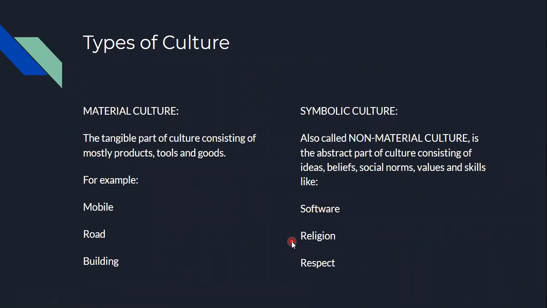So, we already went through all these types: material culture includes the tangible parts of culture, symbolic culture includes software, religion, beliefs, etc. Symbolic culture is the part of culture that really resists social change, and this is called cultural inertia. We will study that further, and the gap between material culture, because material culture can change easily. We want a new mobile, we want a new car, but we do not want a new religion.